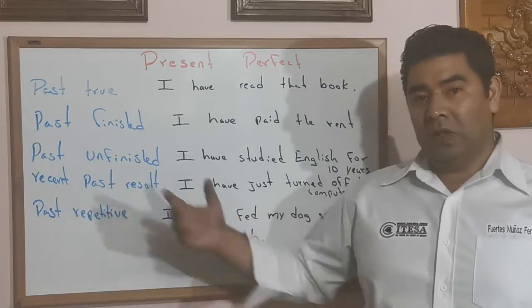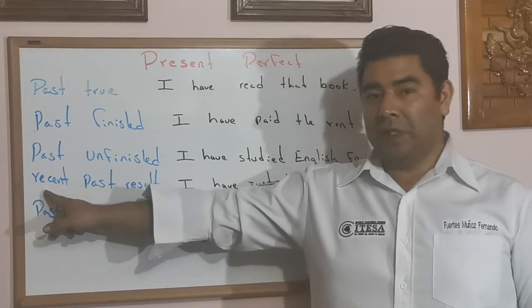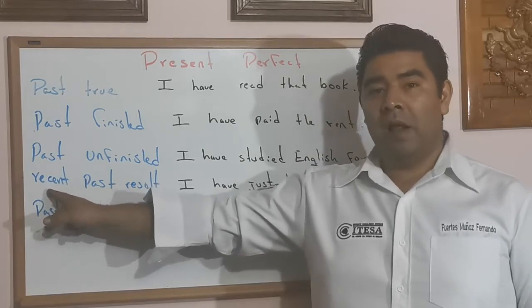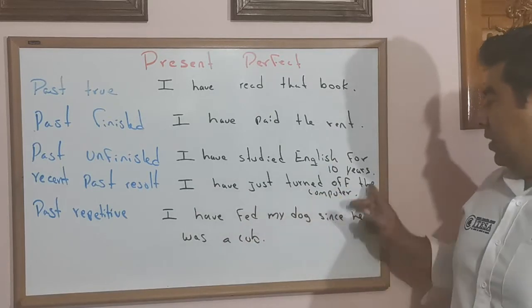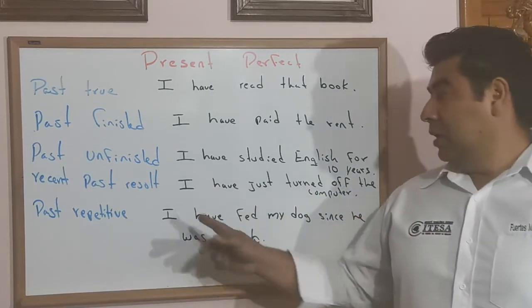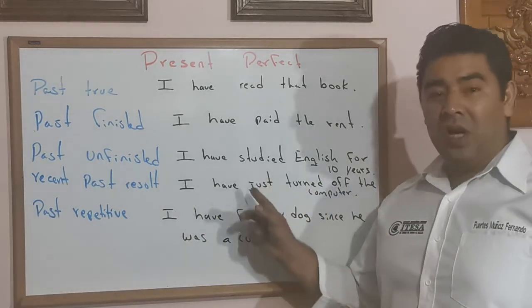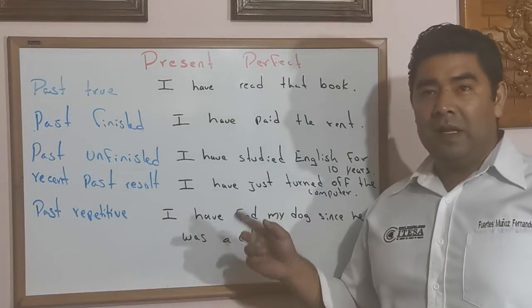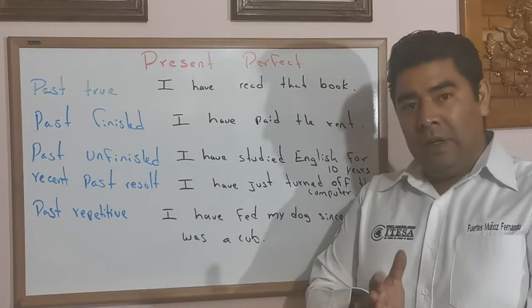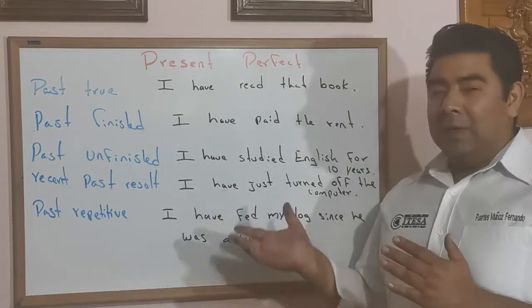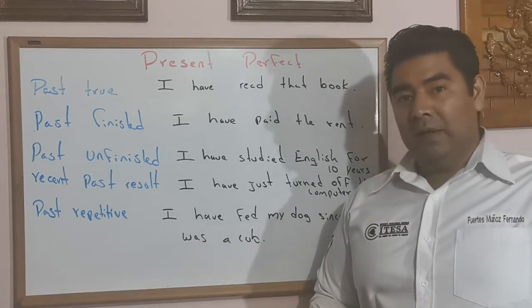Next, recent past results, okay? Resultados en el pasado, como decía, conecta el presente con el pasado. Y cuando digo que conecta el presente con el pasado, por eso me refiero a que es reciente. Ejemplo, I have just turned off the computer. He apagado la computadora. Este es just. Es la equivalencia en español de acabo.